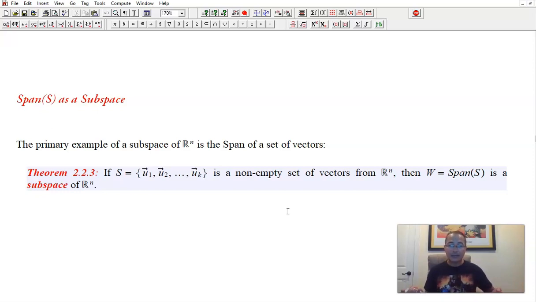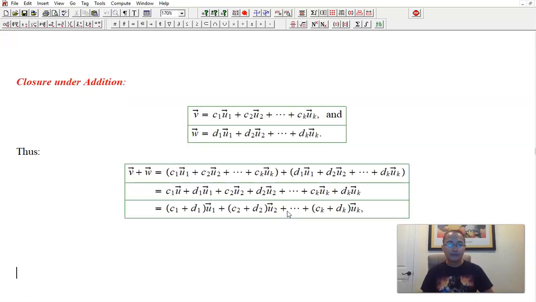A line is the span of one non-zero vector, and a plane is the span of two non-parallel vectors. So in general, if you have a non-empty set of vectors u1 through uk from Rn, then the span of S, which we can now call W, is a subspace of Rn.